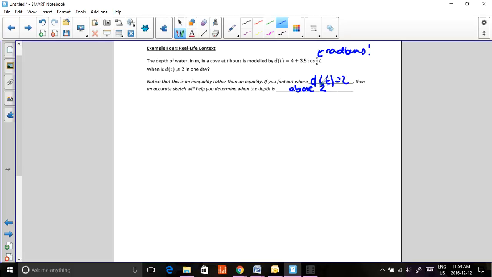So we actually have to have a pretty decent sketch here. So I'm just going to rewrite the function d at t in a different order: 3.5 cos pi over 6t plus 4. So let's just notice a few things. That means our maximum is going to be 7.5, right? 4 plus 3.5. Our minimum is going to be 4 minus 3.5, so 0.5.